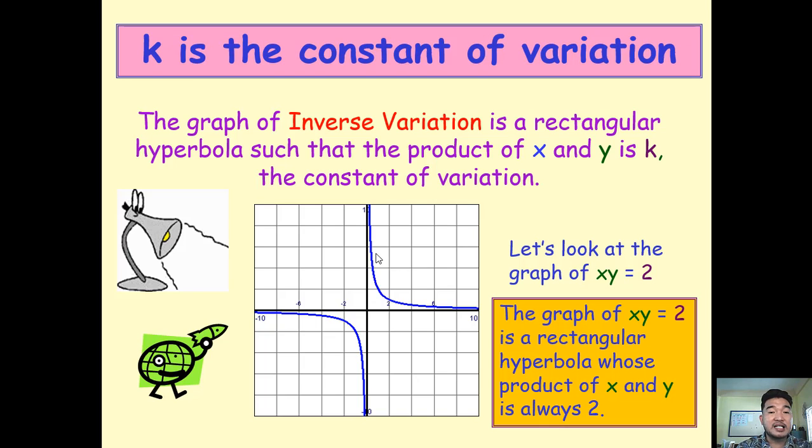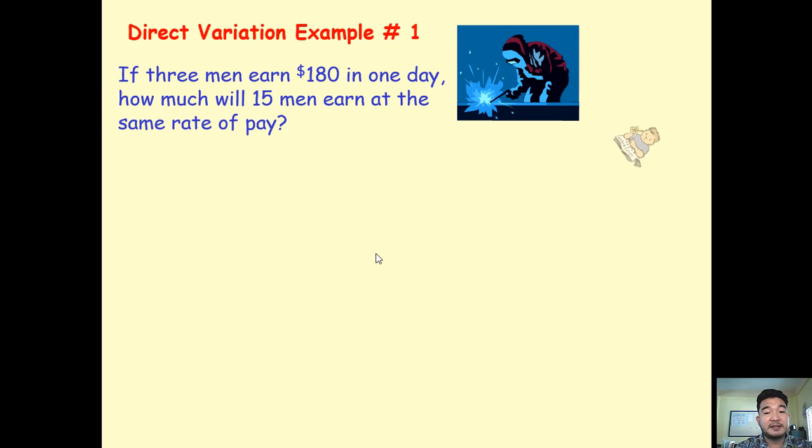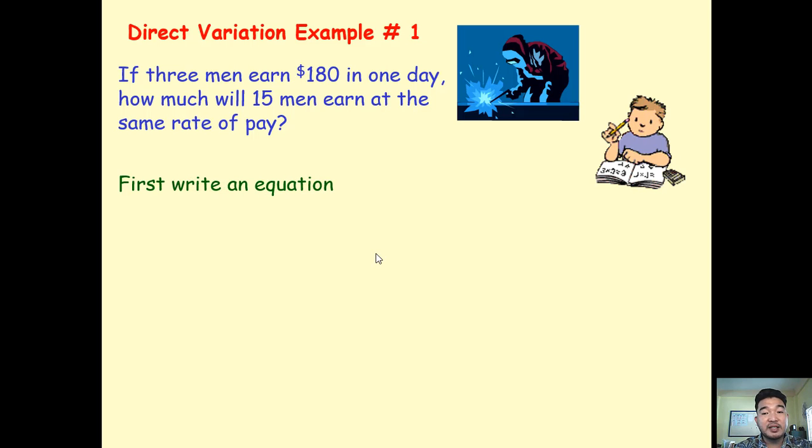So yan yung dalawang klase, no? Variation na na-discuss na natin noong start of the second quarter. Let's have an example of direct variation. If 3 men earn $180 in one day, how much will 15 men earn at the same rate of pay? If you want to try solving this problem, just pause the video, and if you want to check if your answer is right or wrong, just continue playing the video.